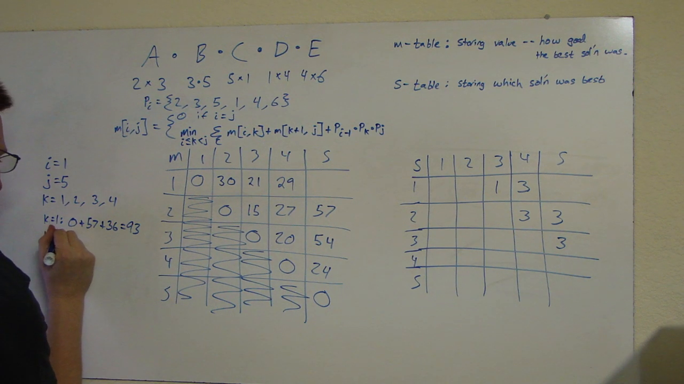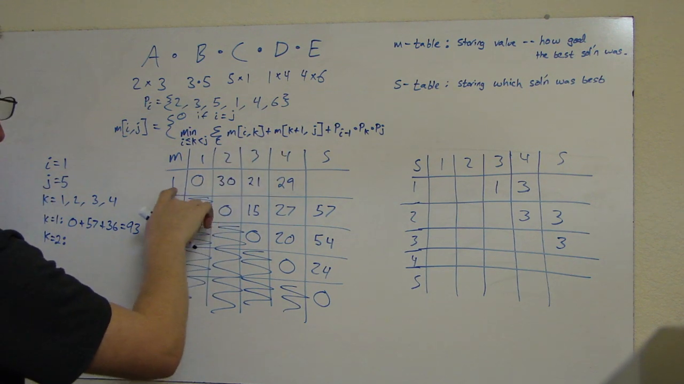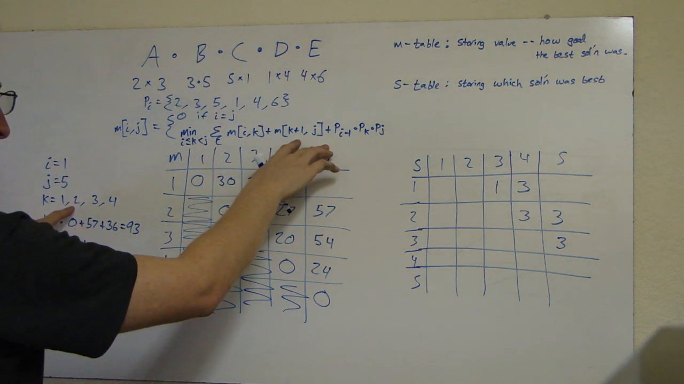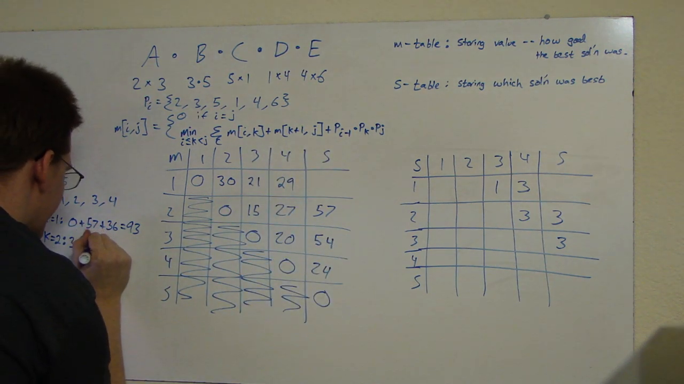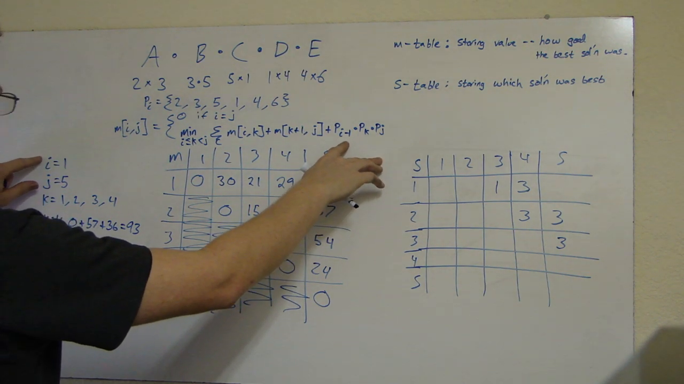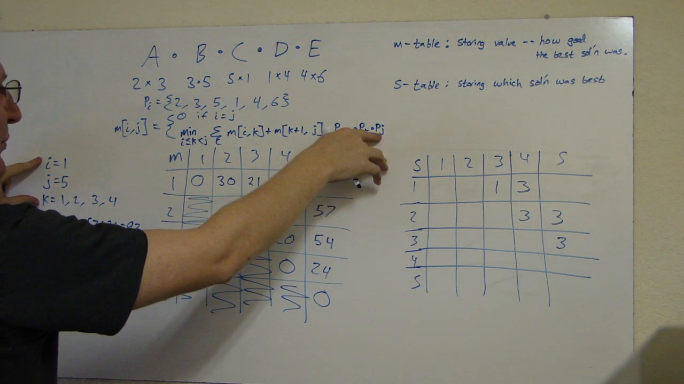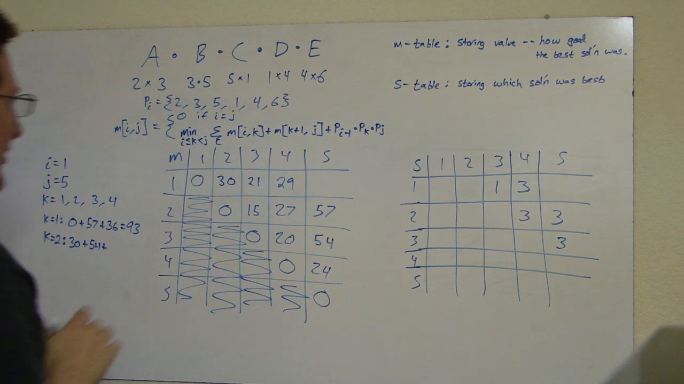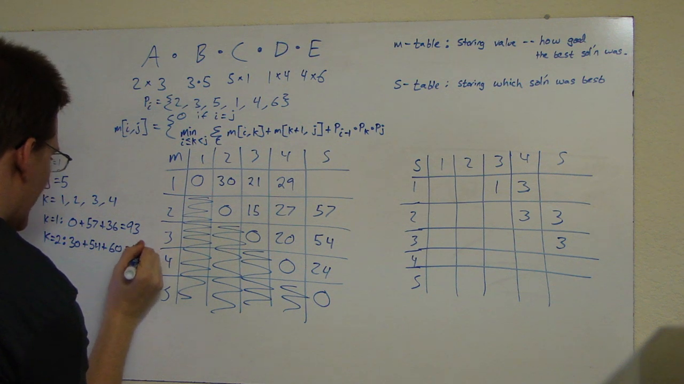which is 93. k is equal to 2 would give us m of 1, 2, which is 30, plus m of 3, 5, which is 54. Plus the cost to put it together, which is P0 times P2 times P5, which is 2 times 5 is 10 times 6 is 60, which is 144, which is clearly not the best option.